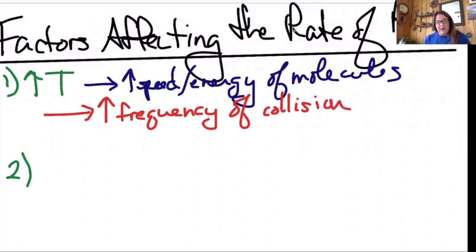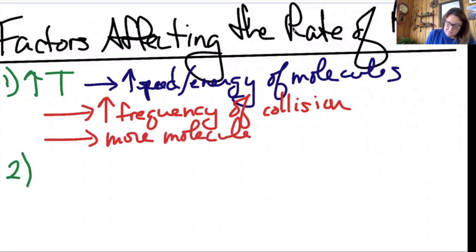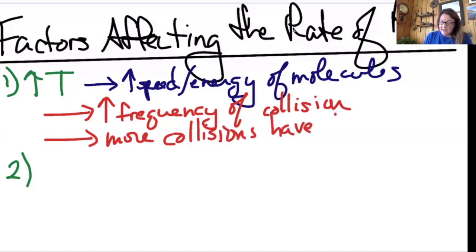The other thing that will happen is more molecules are colliding at faster speeds. Therefore, more molecules, probably better to say more collisions, have kinetic energy greater than the activation energy of the reaction.